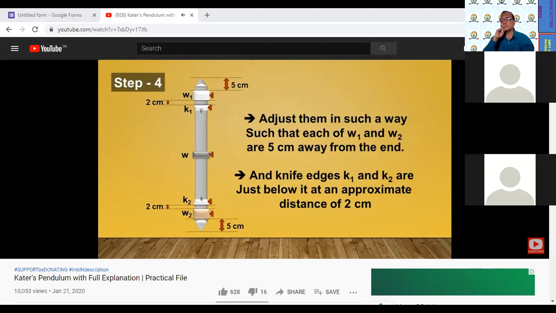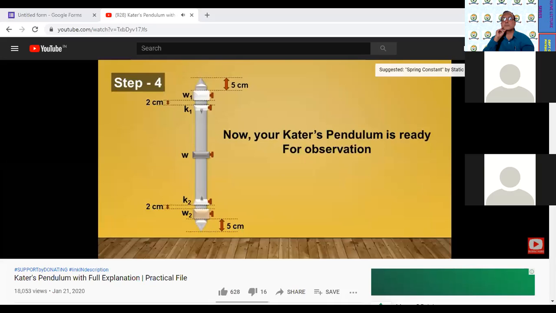Now, we have moved to step 4. Adjust W1 and W2 in such a way that each of them is 5 centimeter away from the end. After that, the knife edges K1 and K2 are just below it at an approximate difference of 2 centimeter. This is the first arrangement with which you can start this experiment.